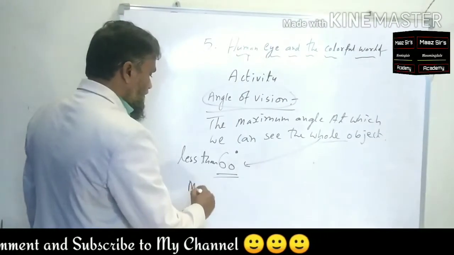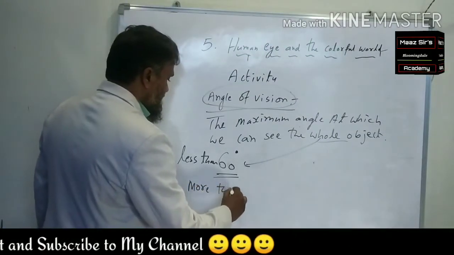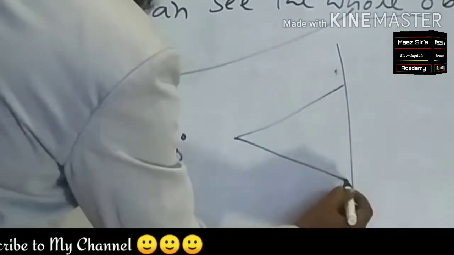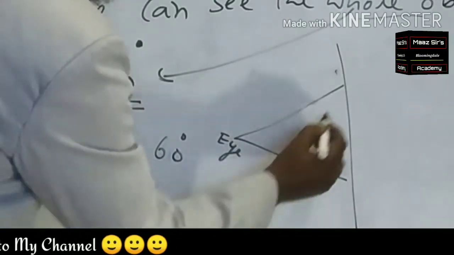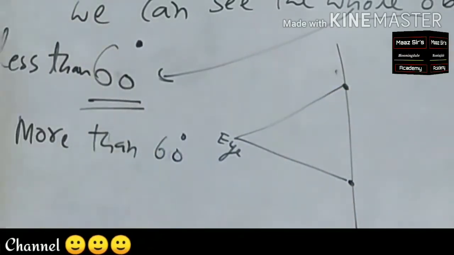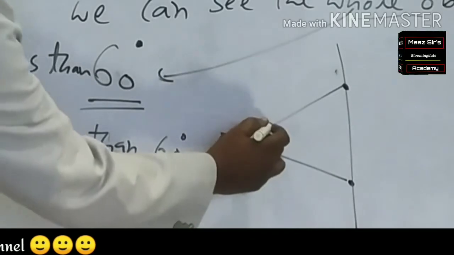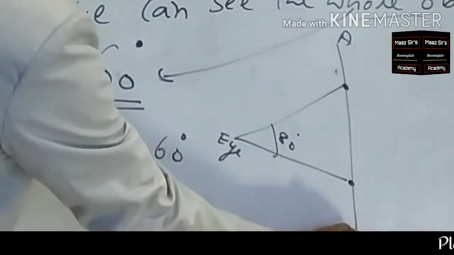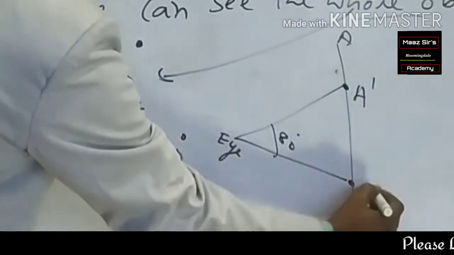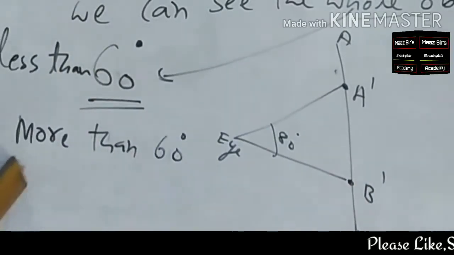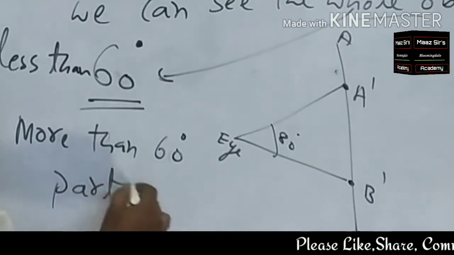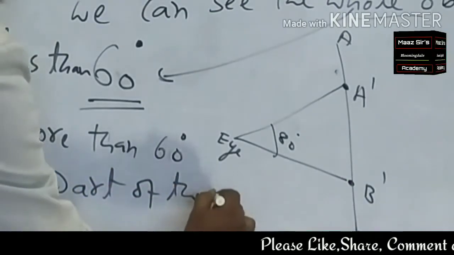If it is more than 60 degrees, you can see only part of the object. Is it clear? This is more than 60. Let us take it is 80 degree. You can't see the whole object from here, this A and B, but you will see only A dash and B dash. So if the angle is more than 60 degree, you can see only part of the object.